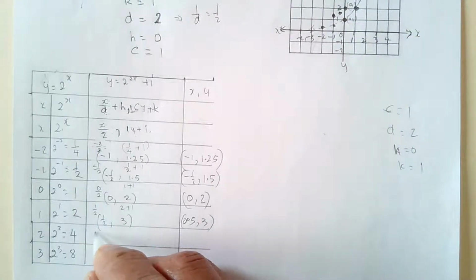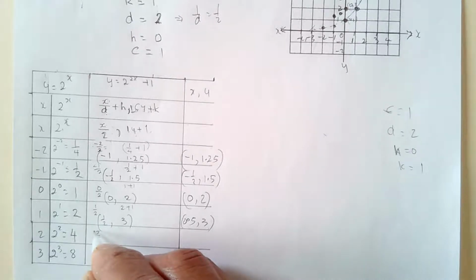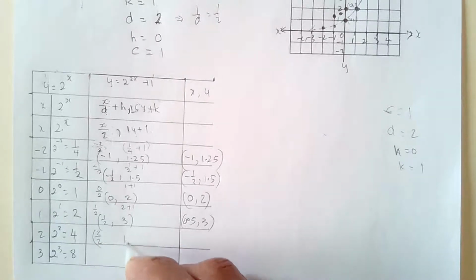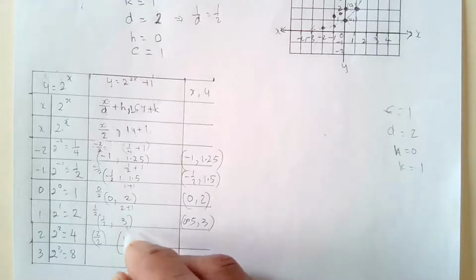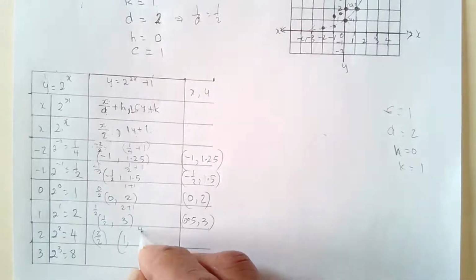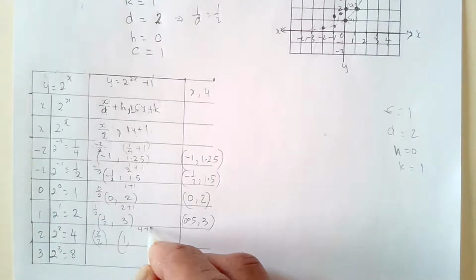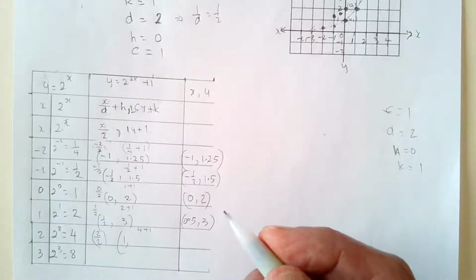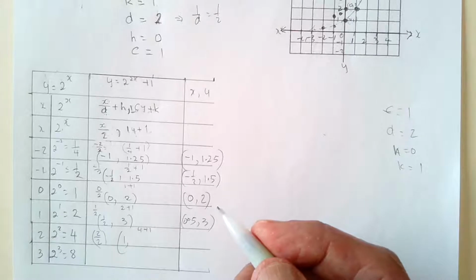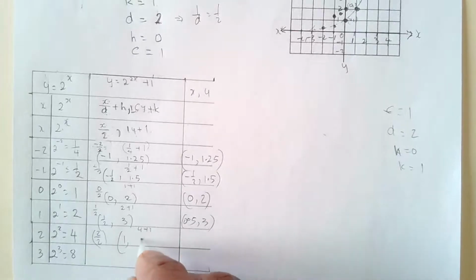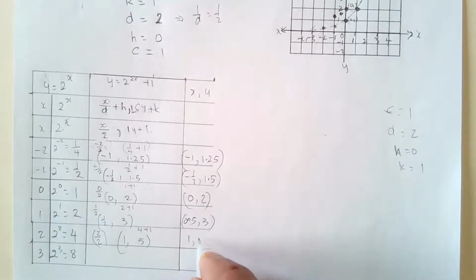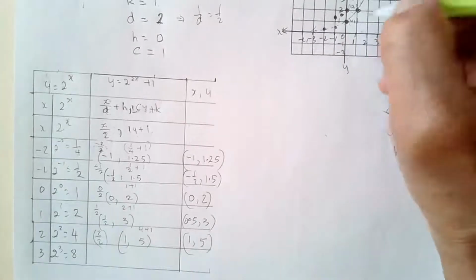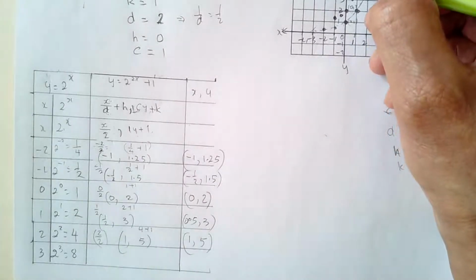Next one, we have 2/2, which is 1. And our y now would be 4 plus 1, which will give us 5. X is 1, y is 5 here.